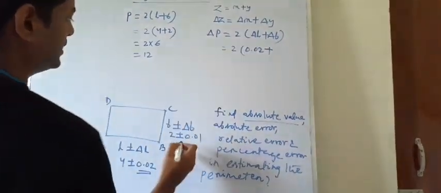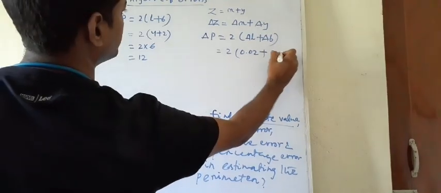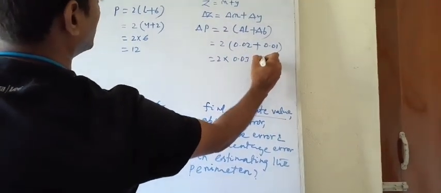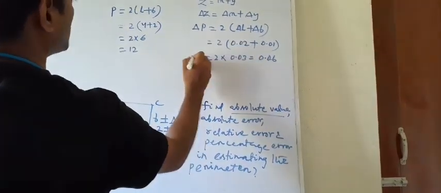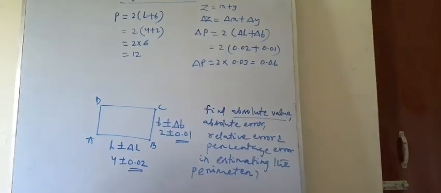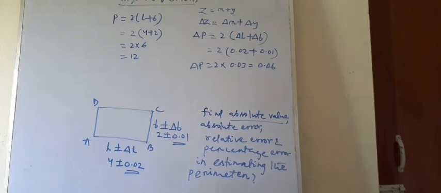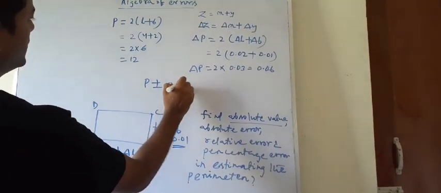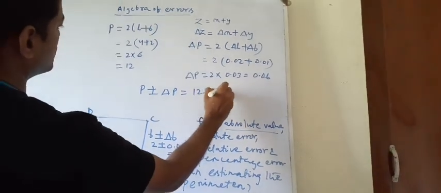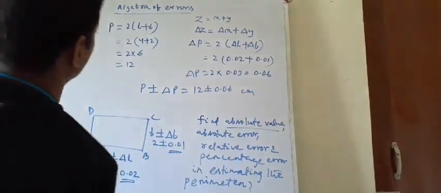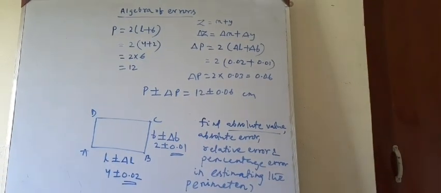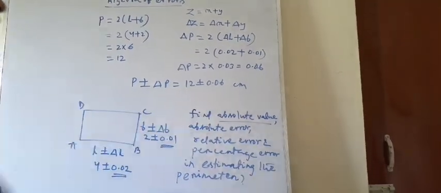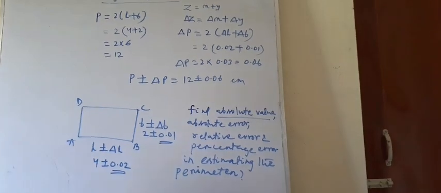plus what is your delta B? Delta B is 0.01. So this will be 2 into 0.03, 0.06. So I got my delta P as 0.06 whereas P is 12. So my new perimeter will be P plus minus delta P, which is 12 plus minus 0.06 centimeter. So the absolute value of perimeter is 12, whereas the absolute error in estimating the perimeter is 0.06.